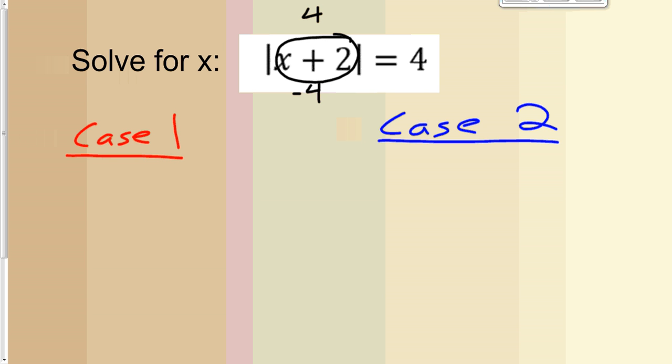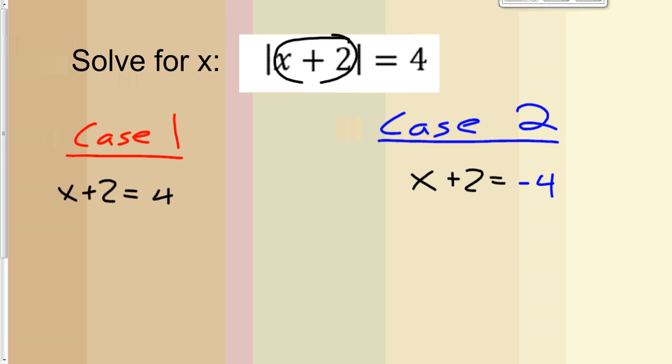So let's say in this case, do this. Case 1, that thing can equal 4. Case 2, it could equal -4. So we're going to take the inside and solve this equation, and solve this equation, because we know we can get two different answers here. It's either got to be 4 or -4. So what does x have to be to make this equal 4? Well, we just solve a one-step equation.